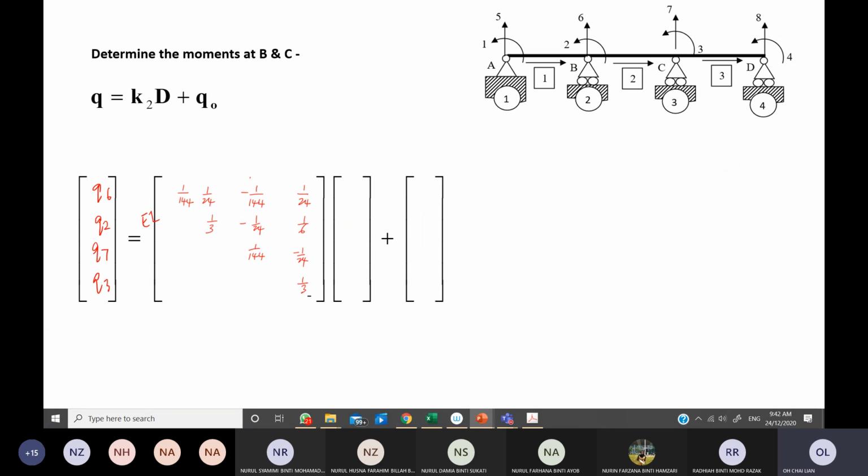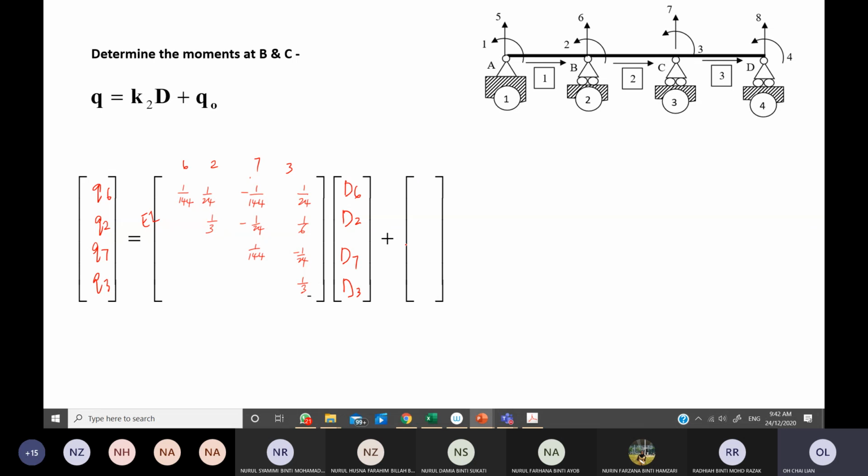So this one is also the numbering will be 6273. Then we have the numbering of the D following exactly D6, D2, D7, and D3. And similarly for Q naught as well. Q naught will be Q6 naught, Q2 naught, Q7 naught, Q3 naught.